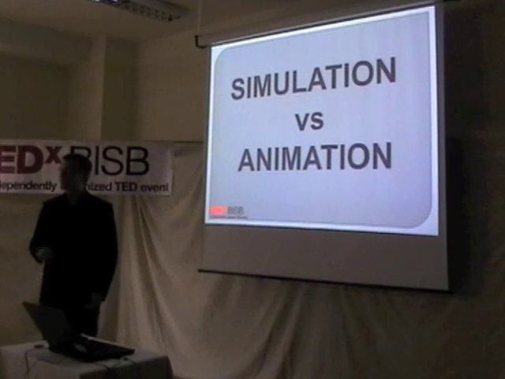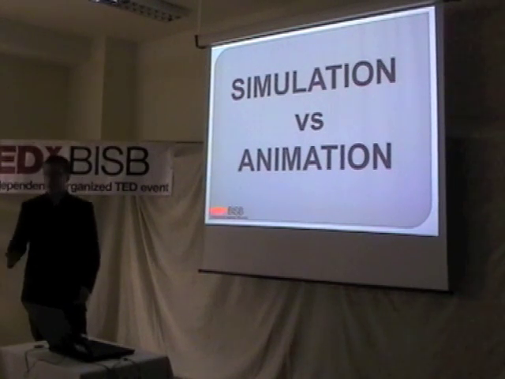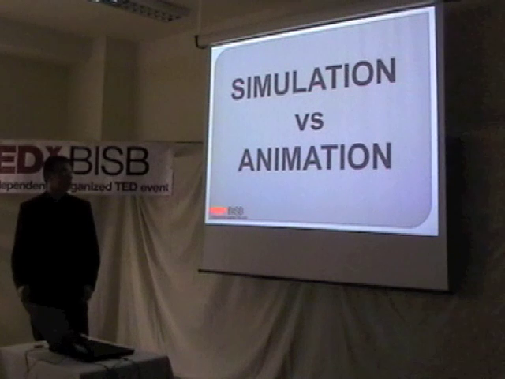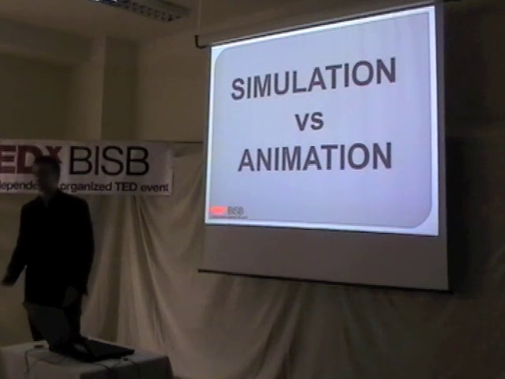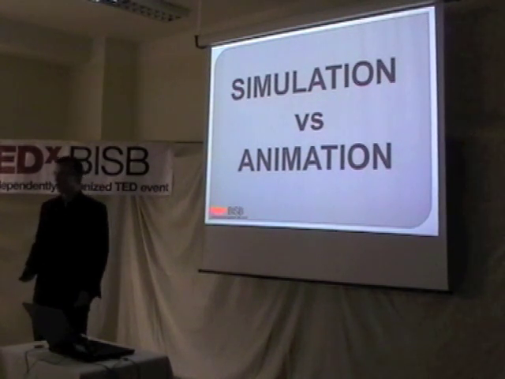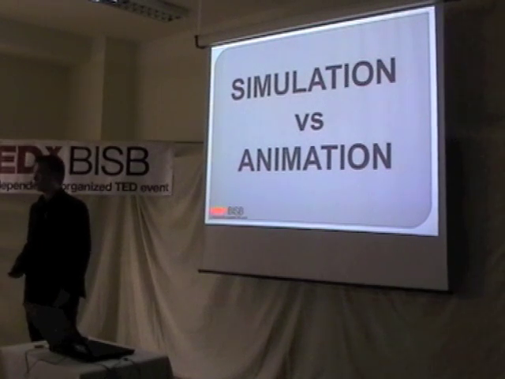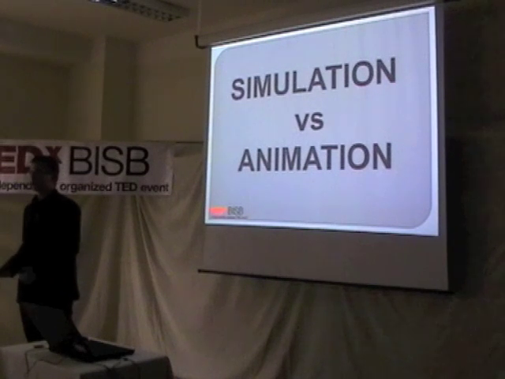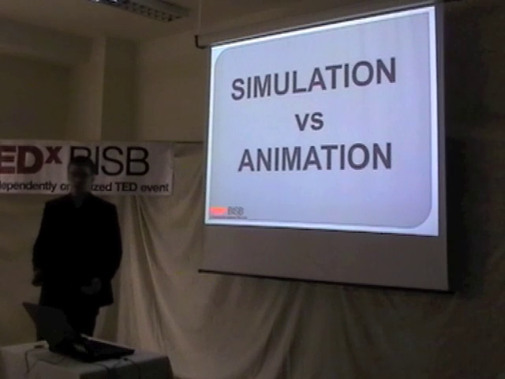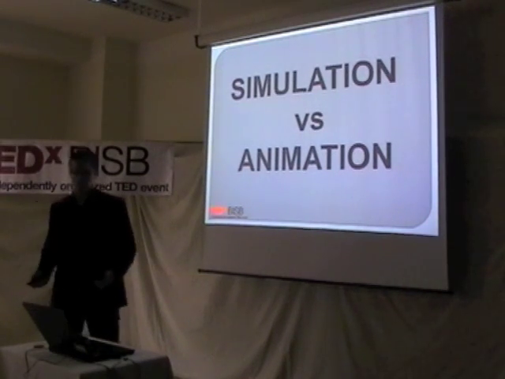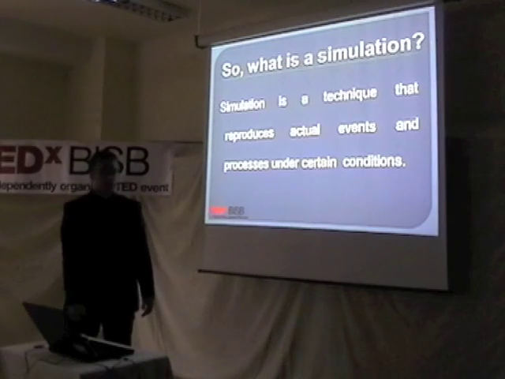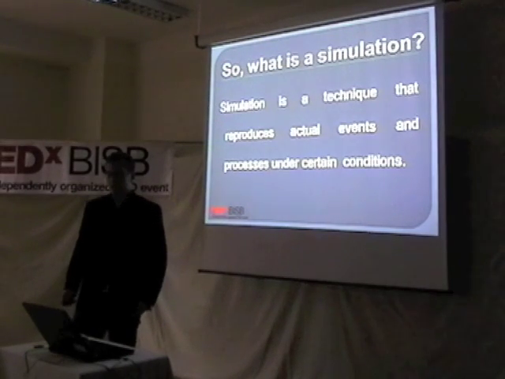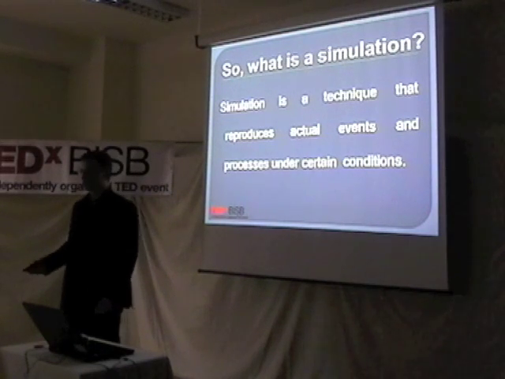That is animation. It has a fixed end, nothing unexpected can happen, and even though it does not predict anything, we widely use them in order to explain something or simply to demonstrate how something moves, how something works. But simulation is something completely different. It is a technique that reproduces actual events and processes under certain conditions.